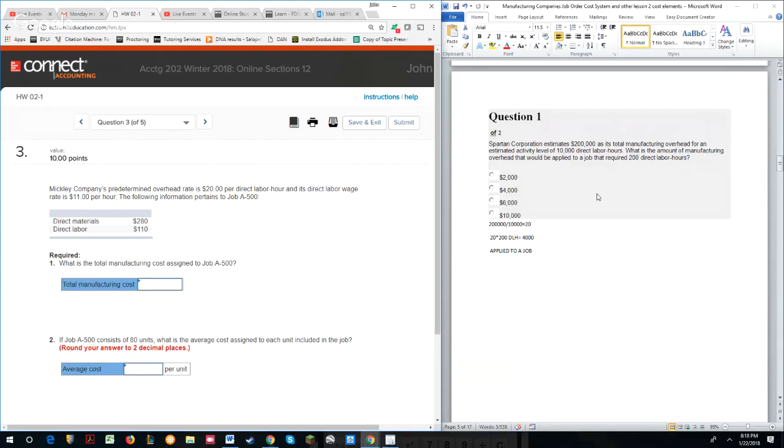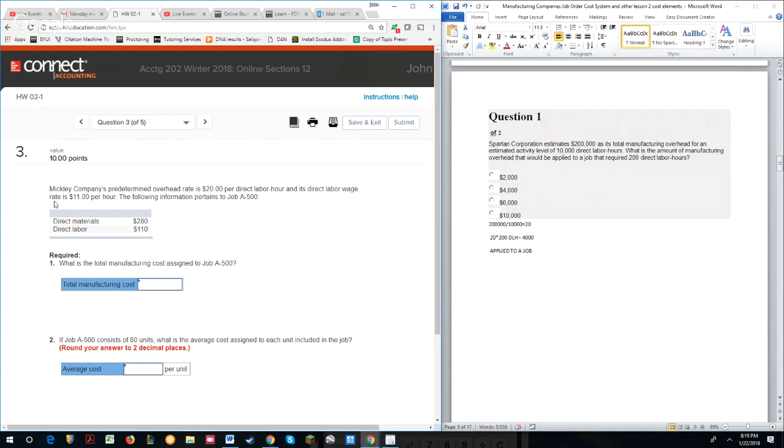All right, let's see. Mickley Company's predetermined overhead rate is $20 per direct labor hour, and its direct labor wage rate is $11 per hour. The following information pertains to job A500. Direct materials 280, direct labor 110. What is the total manufacturing cost assigned to job A500?